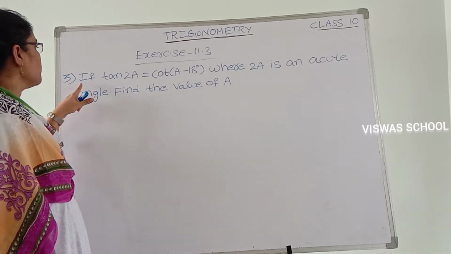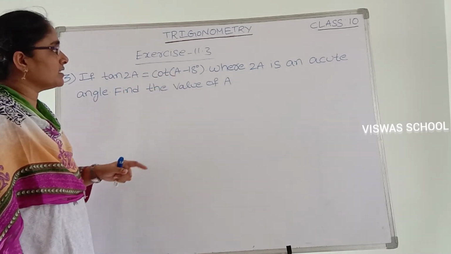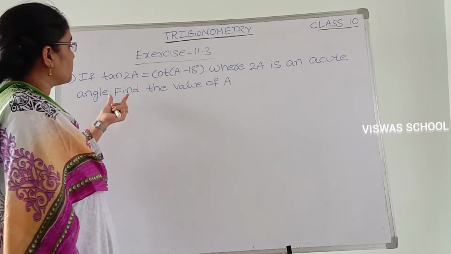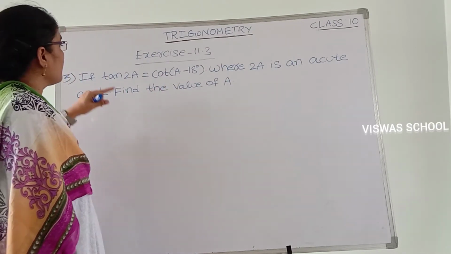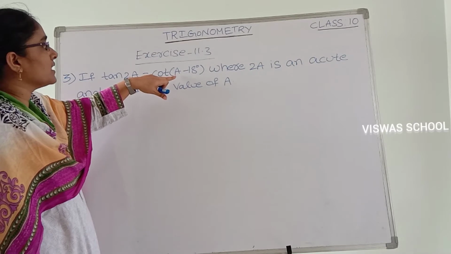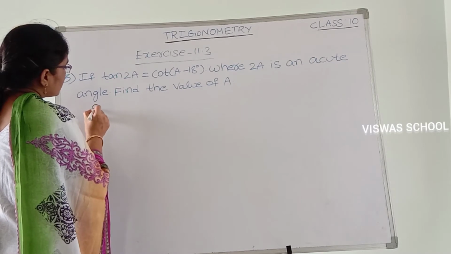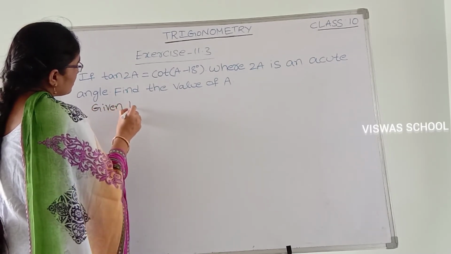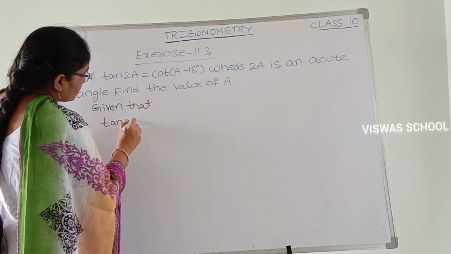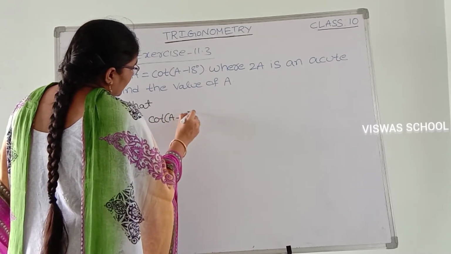Next, third problem. If tan 2a equals cot of a minus 18 degrees, where 2a is an acute angle, that is, acute angle means 0 to 90, then find the value of a. Here it is given tan 2a equals cot of a minus 18 degrees. From this we have to find out the a value. Given that tan 2a equals cot of a minus 18 degrees.